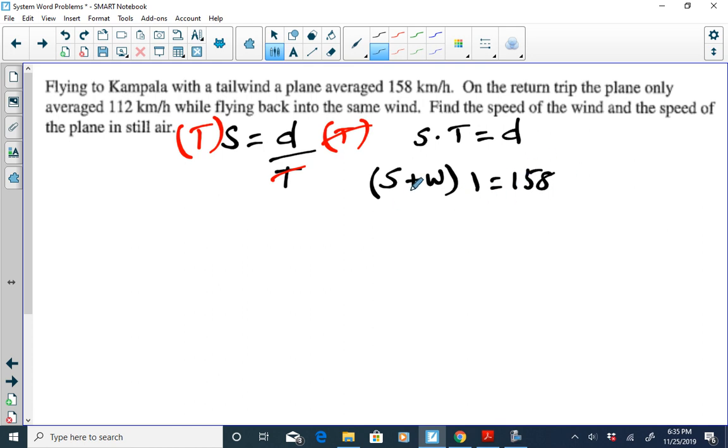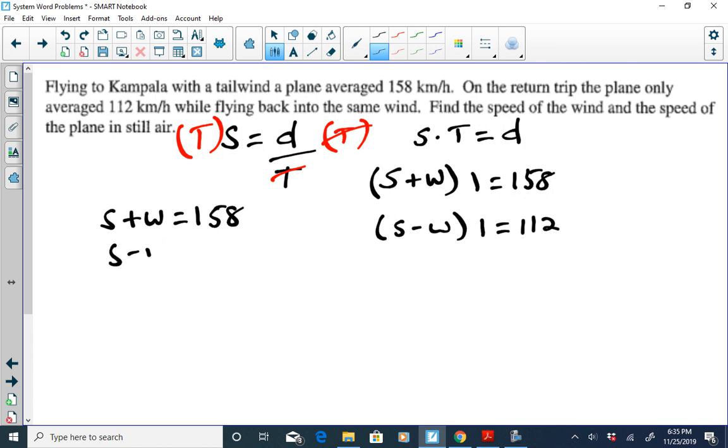Now against the wind, that would be speed against the wind, so that's S minus W times the 1 hour, we're only able to go 112 kilometers an hour. Now I just want to simplify these two. So this becomes S plus W equals 158, and we have S minus W is equal to 112. And it's really a nice simple system.